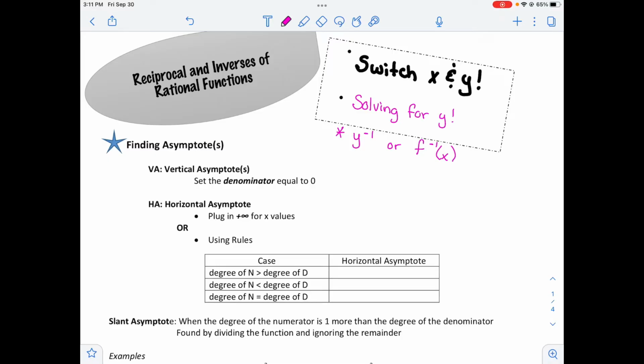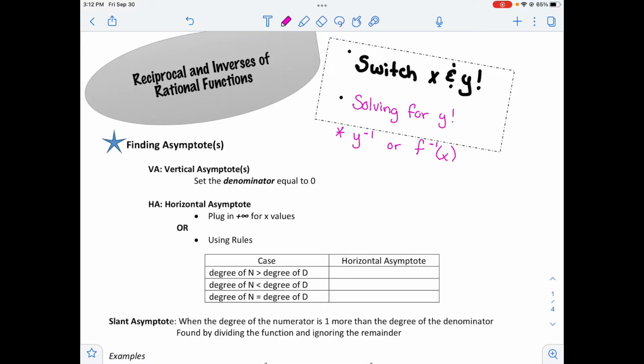So we're going to go over some information that's important to know when we're working with rational functions. And the first thing is finding the asymptotes. With rational functions, we can have multiple asymptotes, depending on the function or the equation that we're given. So we're going to talk about how to find them.